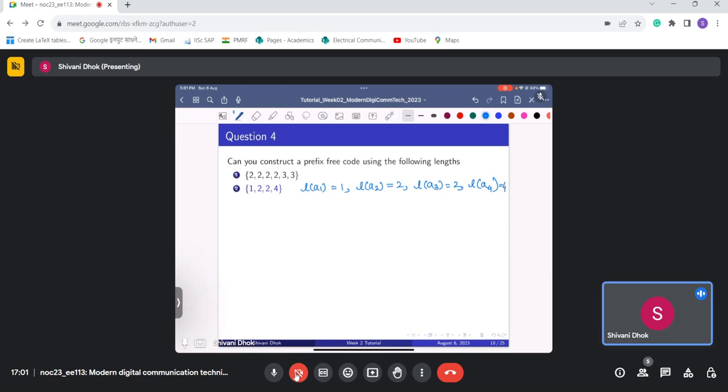Okay, so now again we'll use this Kraft inequality. So we have the summation j equal to 1 to 4 of 2 to the power minus length of Aj. So this is 2 to the power minus 1, plus 2 to the power minus 2, plus 2 to the power minus 2, plus 2 to the power minus 4. So this comes out to be 1 by 2 plus 2 into 1 by 4, which is again 1 by 2, plus 1 by 16, which is 1 plus 1 by 16. Now clearly this is greater than 1.